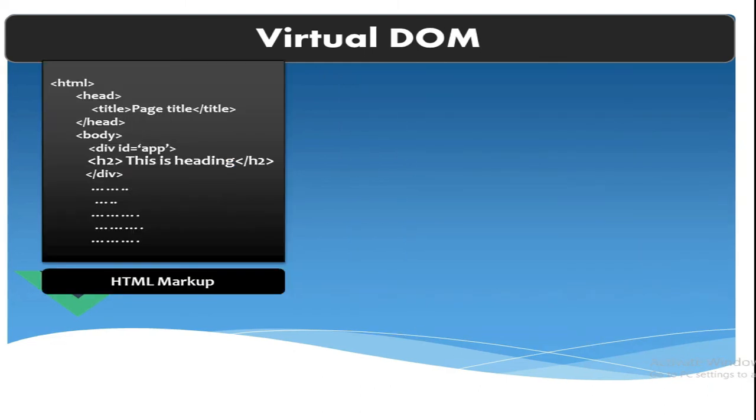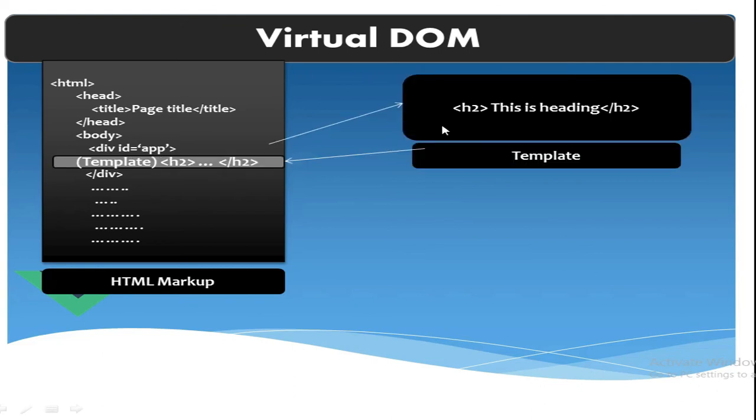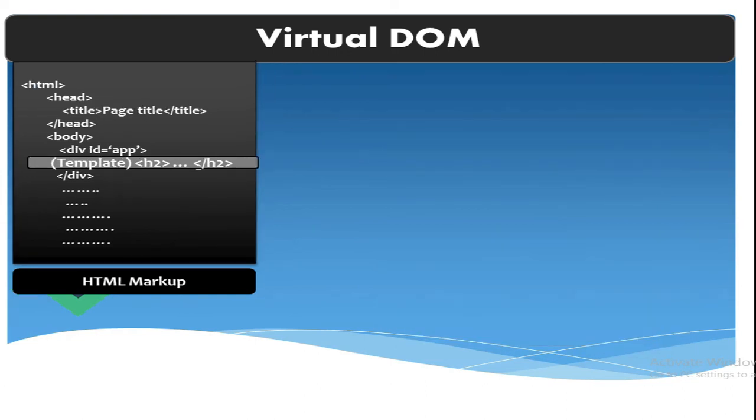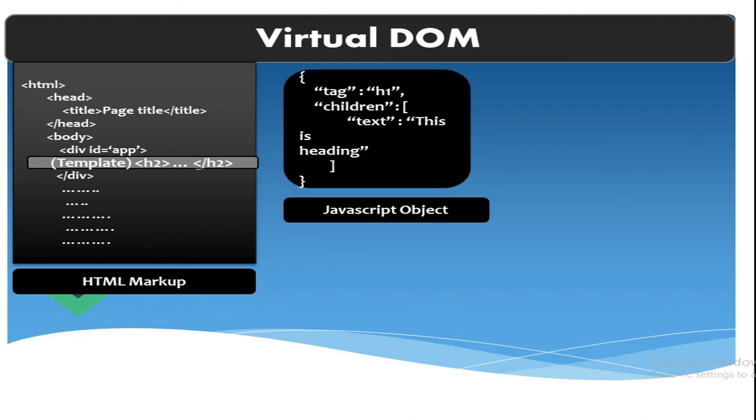Now let's see how virtual DOM works on this HTML markup. First of all, we can keep this h2 element as a template. This template will actually contain the h2 element. Now this template, which is nothing but valid HTML, is converted to a JavaScript object by virtual DOM. So we have this template with this h2 element, and by the power of virtual DOM it successfully gets converted into a JavaScript object. Now why in the world does virtual DOM need to convert this into an object?